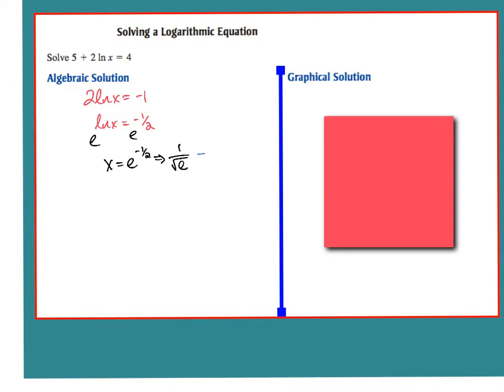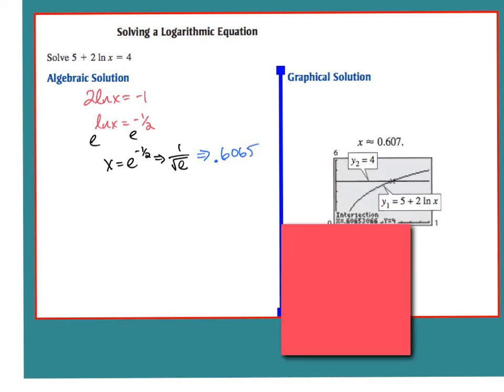So if I were to type that into my handy dandy calculator and round to 4 decimals, what do I get? Skipper, what do I get? 0.6065. Good job. All right.